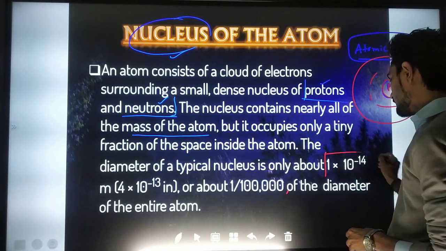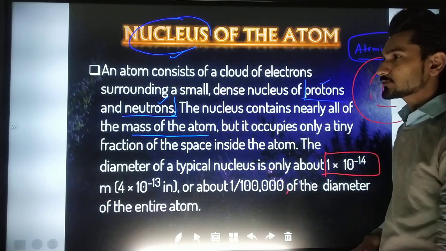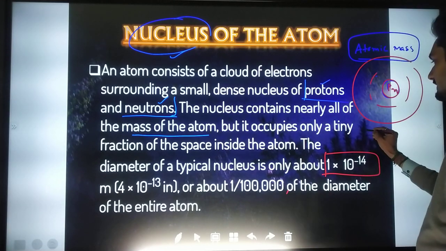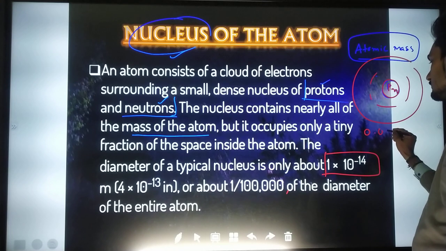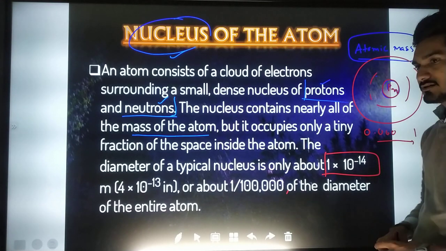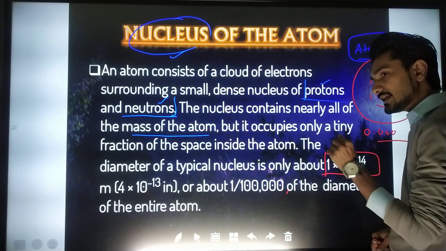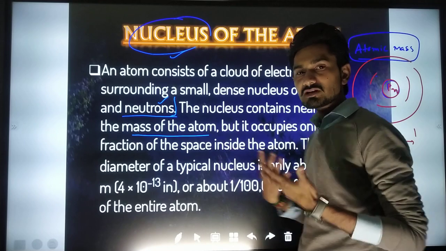See, here is the important part. 1 into 10 raised to minus 14, which means it contains 0.00014 zeros and then 1. So it is so small that it cannot be calculated also. We cannot see it with the naked eye.